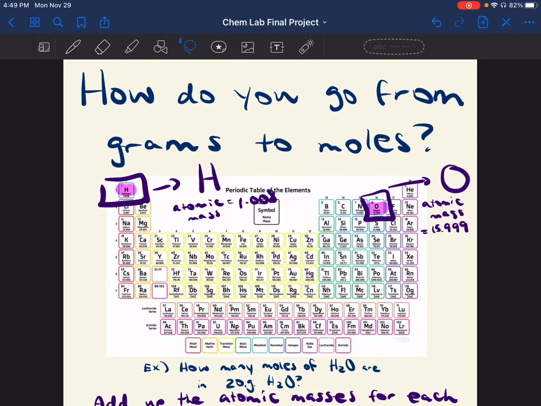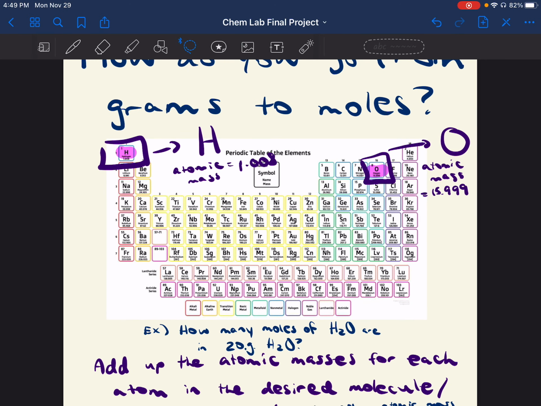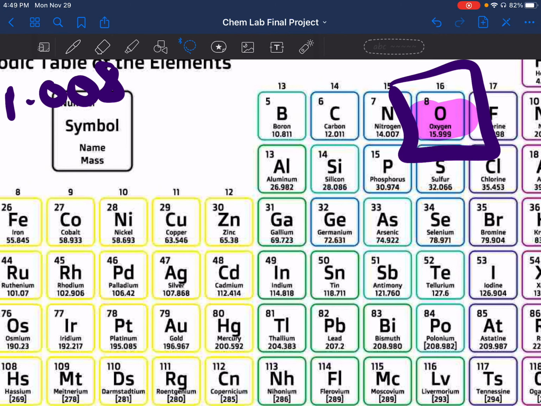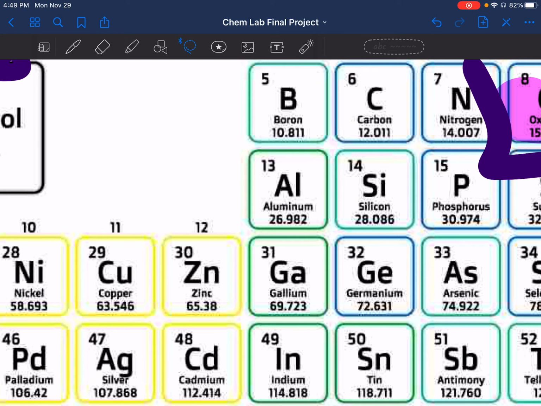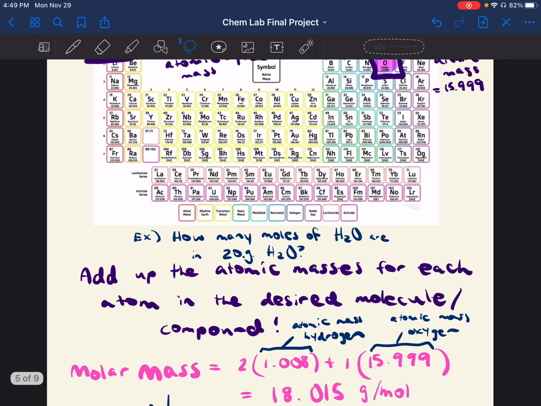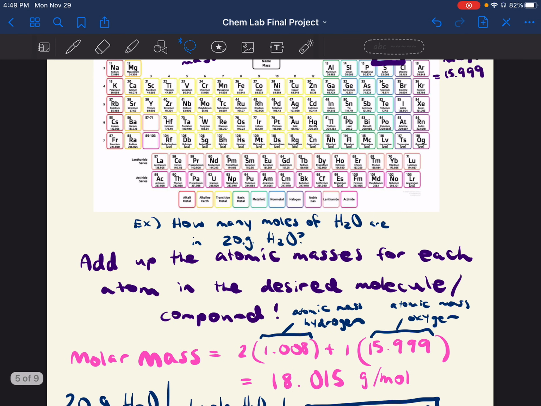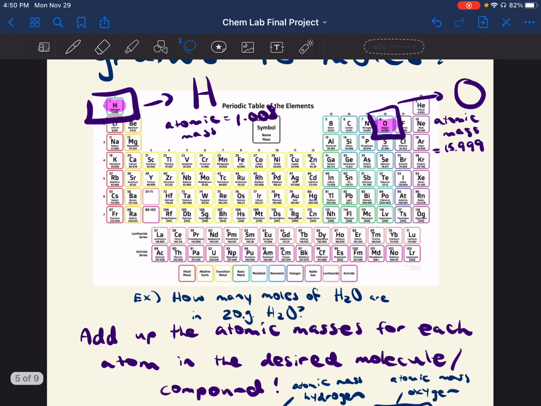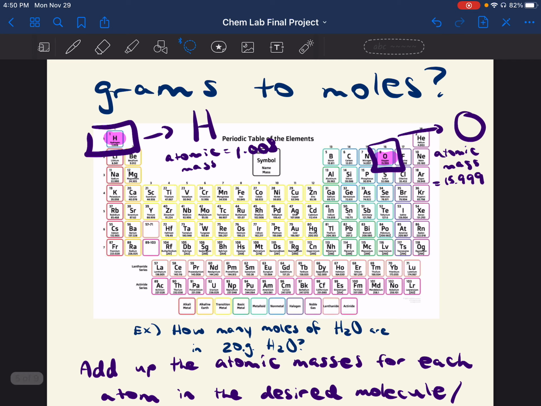Okay, so how do you go from grams to moles? On the periodic table, it shows you atomic mass. That's what the little number at the bottom there is, like boron 10.811. So in this example that I have down here, how many moles of H2O are in 20 grams of H2O? To figure out the molar mass, you just need to add up the different atomic masses for every atom you have of the element in the compound.